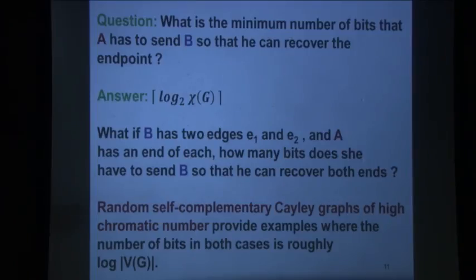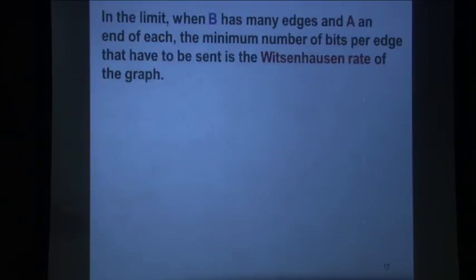And more generally, the Witzenhausen rate is the limit you look at. Suppose they play on this graph, and Bob has many, many edges, and Alice has endpoints of each of them, and we ask how many bits she has to send per given edge in the limit when the number of edges is very big. One can show that this is sub-additive, and because of Fekete's lemma, this limit exists. This limit is called the Witzenhausen rate of the graph.